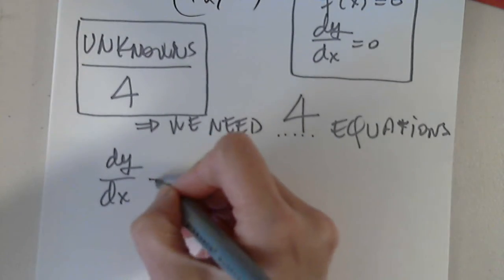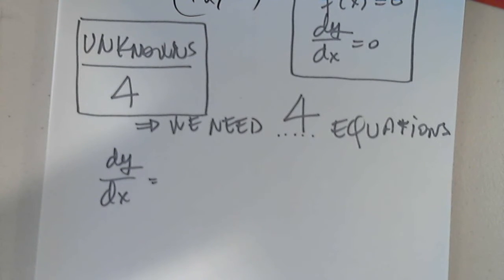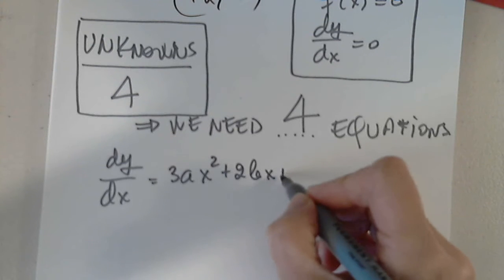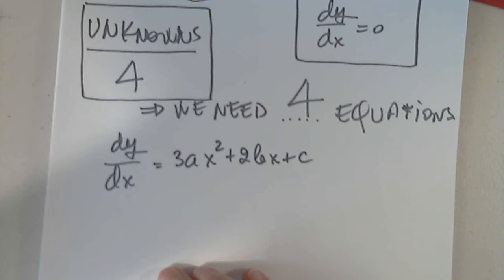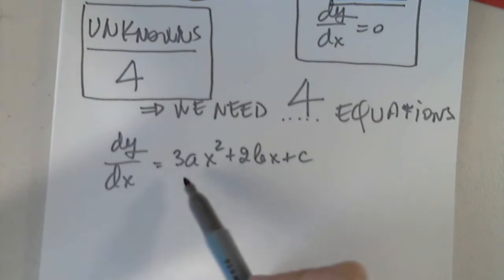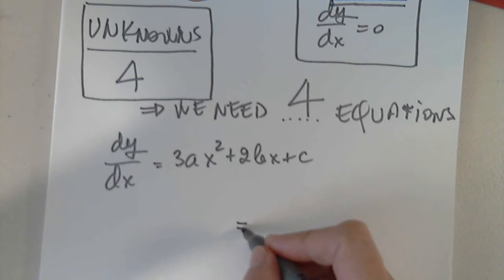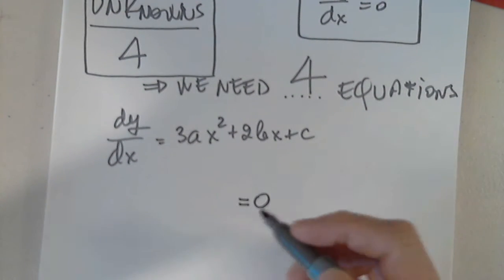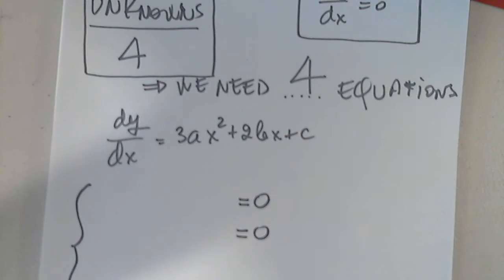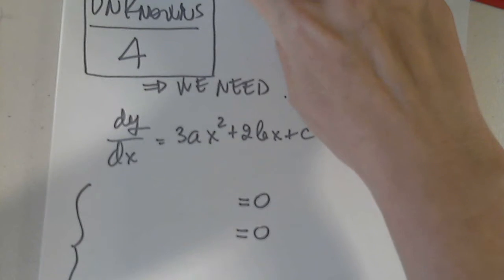So we have 3ax squared plus 2bx plus c, and this will be 0. This will equal 0 when I plug in for x what? X equaling negative 2 and x equaling 2.